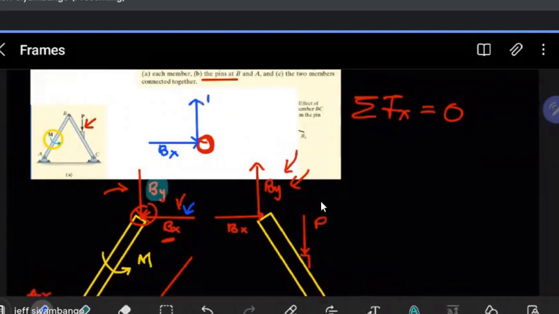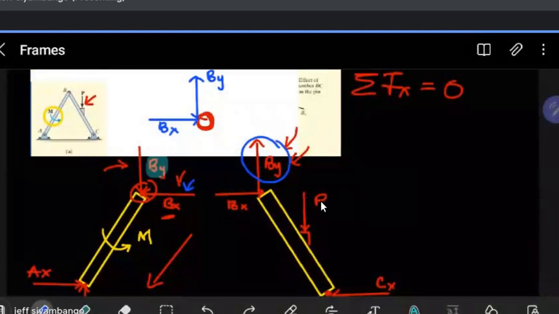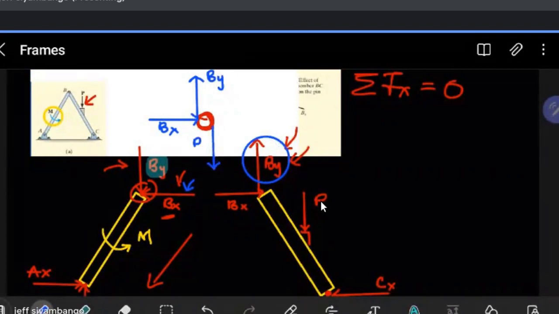It's the same thing for this one here. For the member BC and how it interacts with the pin there, we showed that it had two components, one vertical, the other horizontal. The vertical one pointed up and was labeled BY. To the pin, that force will now have to go down, and we'll label it BY as well, the same label as this one here. The horizontal one was going to the right, so to the pin, it will go to the left. Again, that was BX. So label it like this.